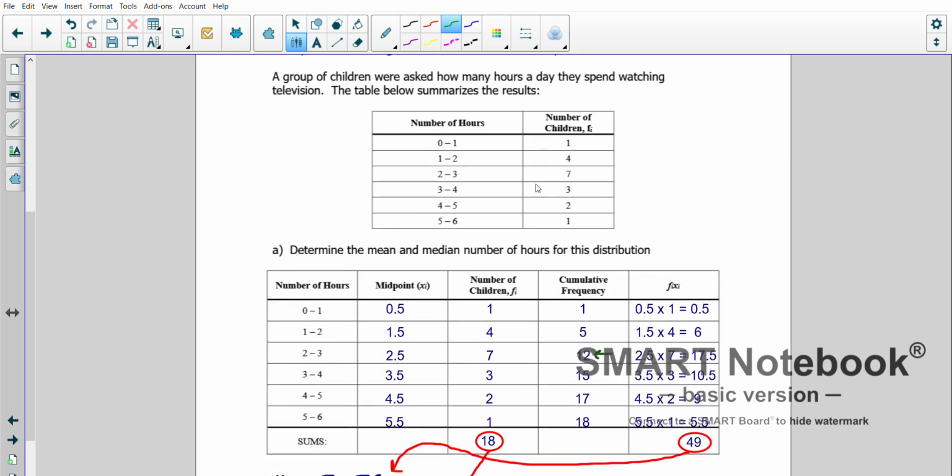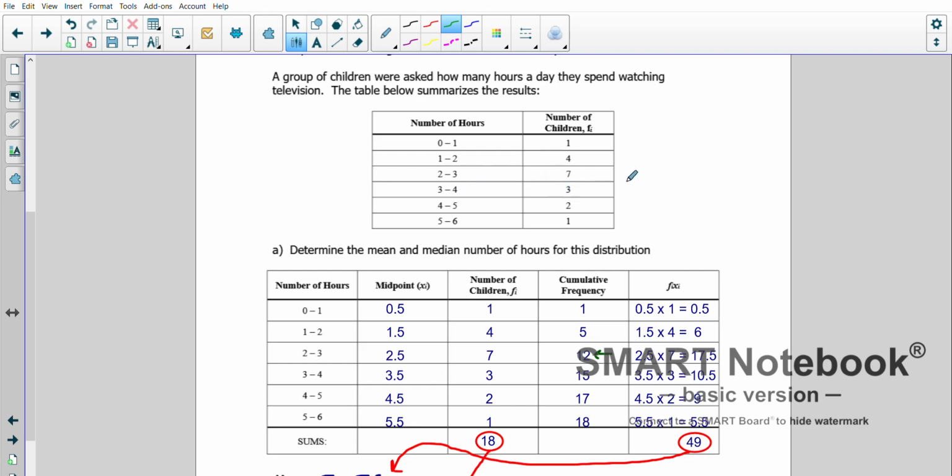So here's the scenario. A bunch of kids were asked how many hours a day they spend watching TV, and the results are shown below. So this is grouped data. I have an interval here, between 0 and 1 hours, with one child. It's not like 1 hour, 2 hour, 3 hour, 4 hour, 5 hour, 6 hour. This is an interval of possible values, and that's what makes it grouped data. As you can see, there are 4 kids between 1 and 2 hours, 7 kids between 2 and 3 hours, 3 kids between 3 and 4 hours, etc.